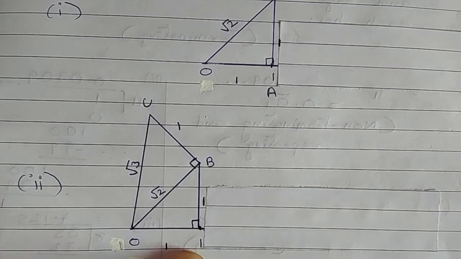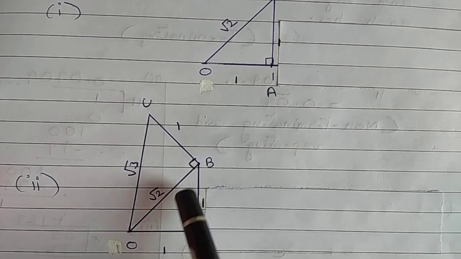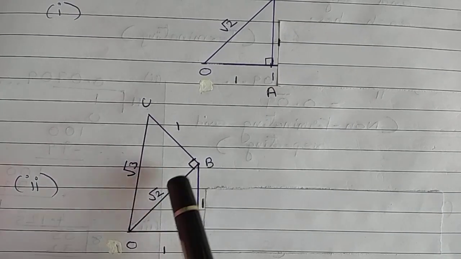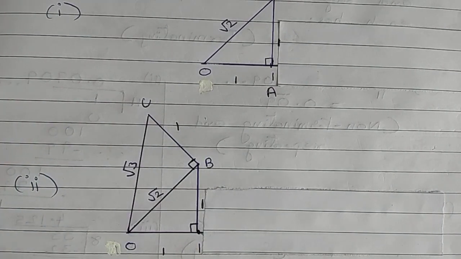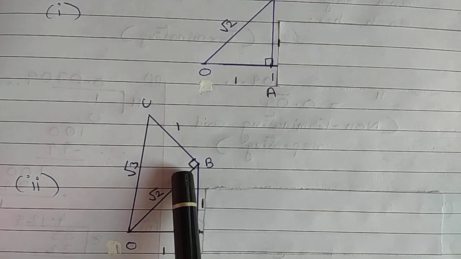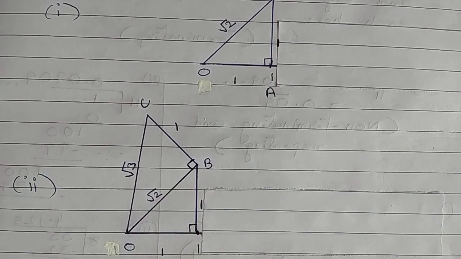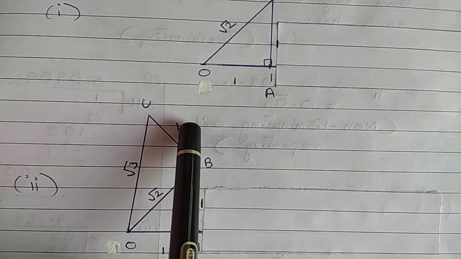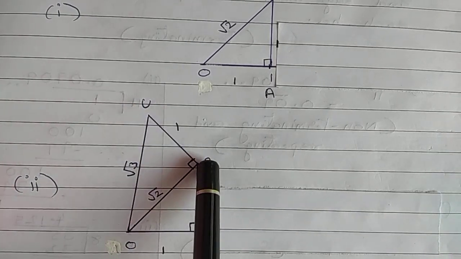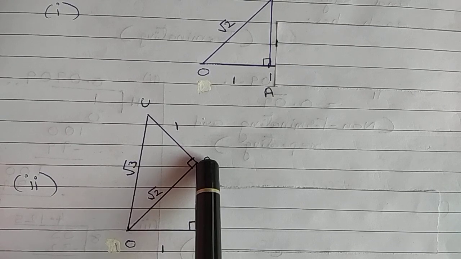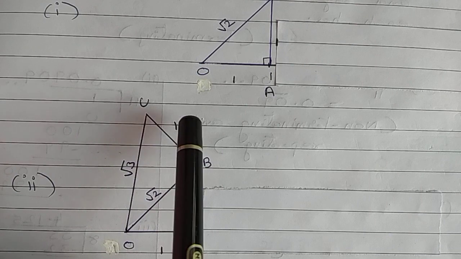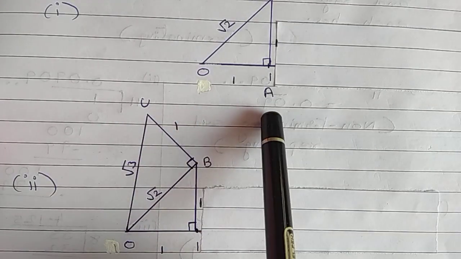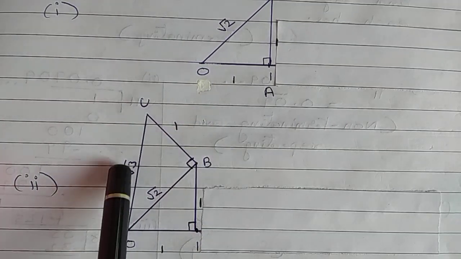Now the next step, at B we will construct angle OBC equal to 90 degrees, and also we keep the length of line segment BC as 1 unit. BC equal to 1 unit. Here I have taken the unit BC equal to 1 unit, but 1 unit I have taken as 1 inch. Then join OC.